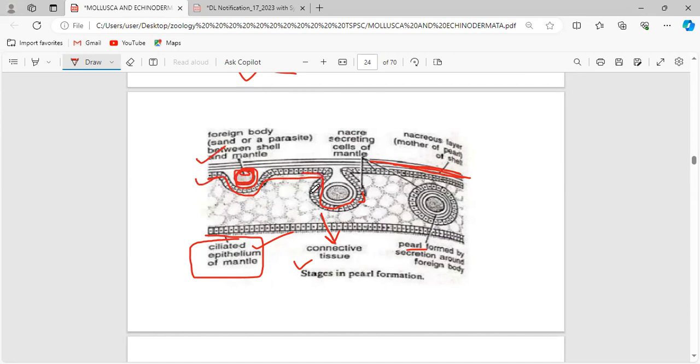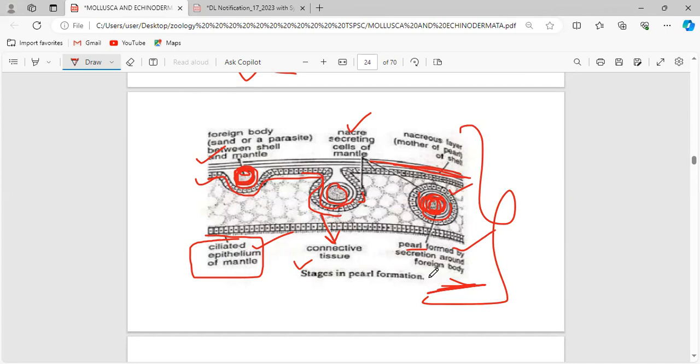Now, the mantle epithelium will sense this foreign particle as a danger. It secretes a secretion that is called nacre. And now they are going to form multiple layers around the foreign particle. This is the foreign particle, and it is covered by many layers, followed by the mantle epithelium. After several years, this pearl will be formed by the secretion around this foreign particle. This is how the pearl will be formed.